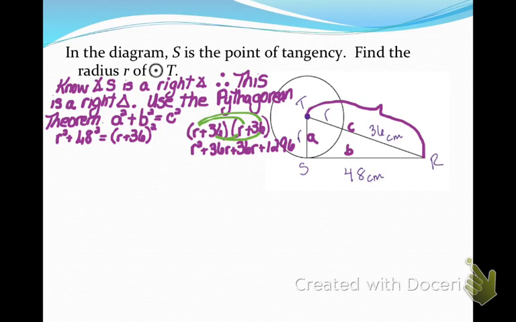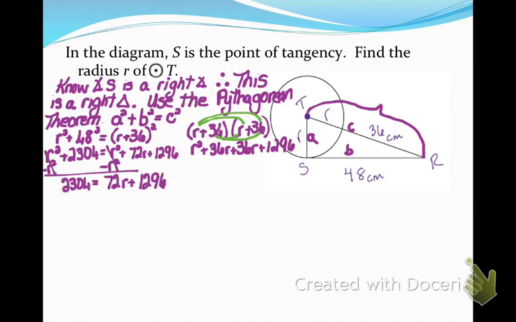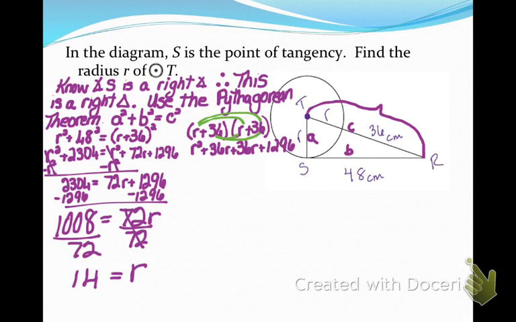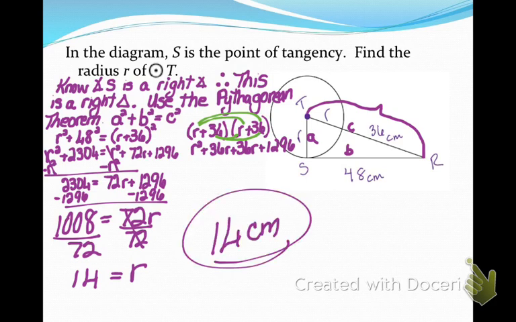Then I'm going to put that in my simplified equation, and I'm going to solve. Now, this looks a lot harder than it is, because the first thing I'm going to do is get rid of my r squareds by subtracting r squared from both sides, and that just literally eliminates them. And now I have a simple two-step equation I know how to solve by subtracting and then dividing, and I get that my radius is 14 centimeters.